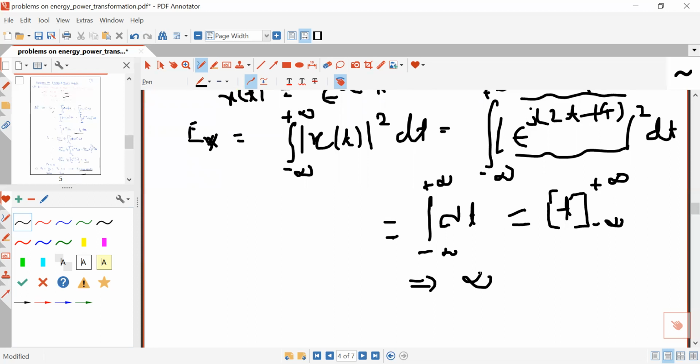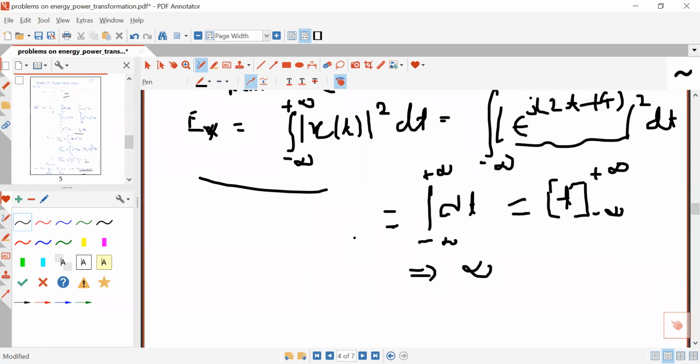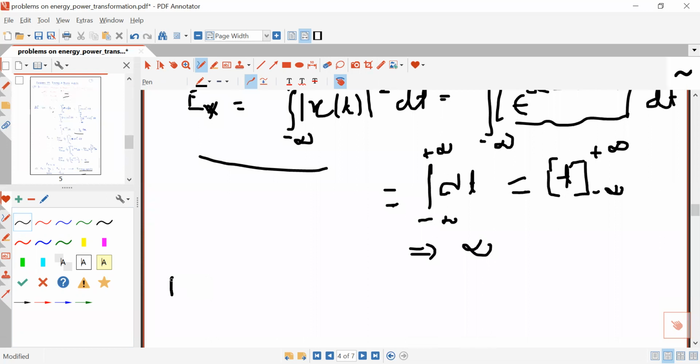So in this problem, you can clearly see that this signal has an indefinite or infinite value of energy, or you can say its energy cannot be defined through this integration. Its energy cannot be obtained through this expression. So this signal can be a power signal, but you have to calculate the power of this signal, because for a power signal, power must have some definite value.